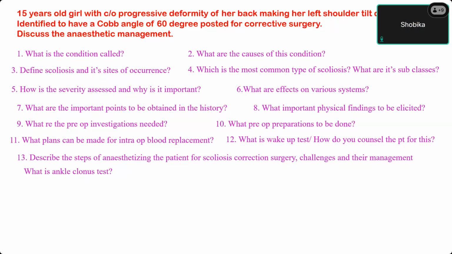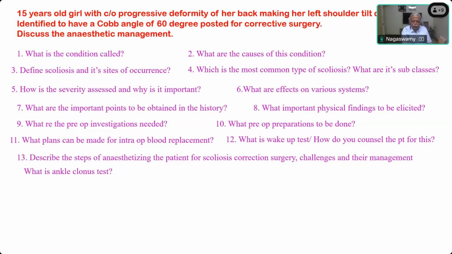If I am able to do bag and mask ventilation, sir, I will prefer atracurium 0.5 mg per kg, an intermediate acting drug. Okay. And you don't want to give any anti-sialagogue, like glycopyrrolate?